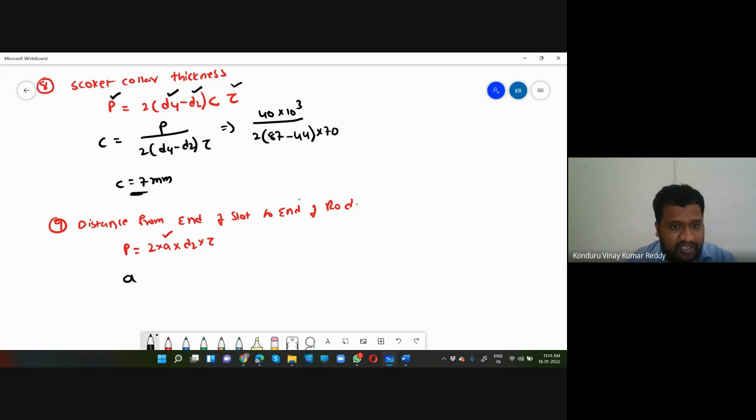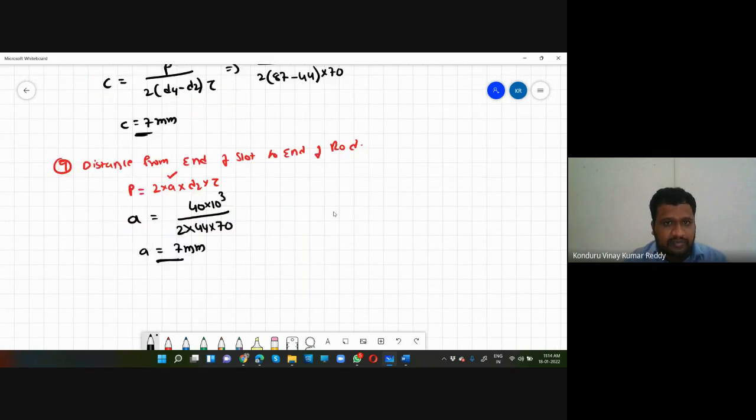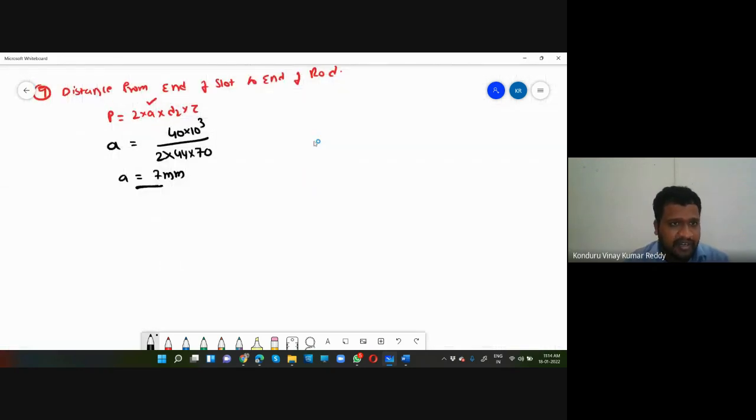Thereby A is equal to P, which is 40 into 10 to the power of 3, by 2 into D2. D2 is nothing but 44 millimeters, into shear stress, that is already provided in the question, that is 70. Thereby A is equal to 7 millimeters. If you see here, A and C values, both values we got as common.